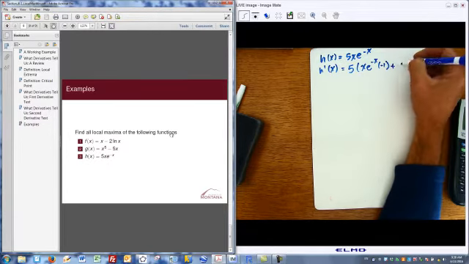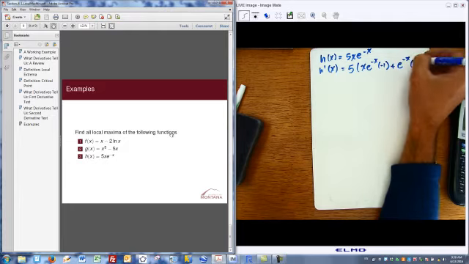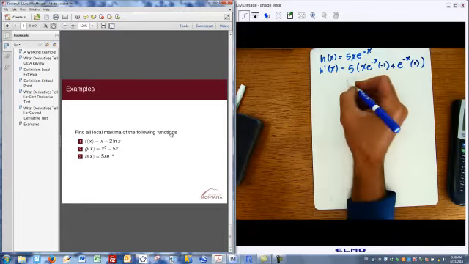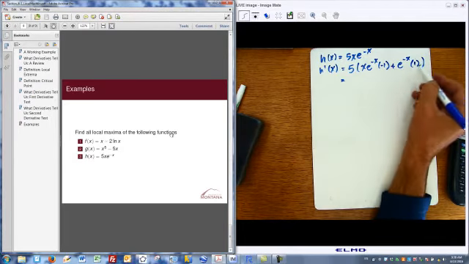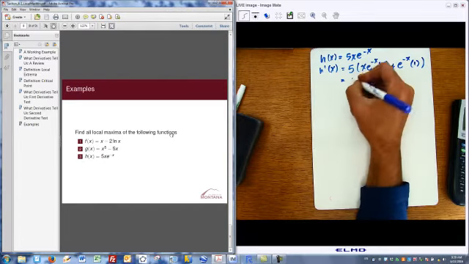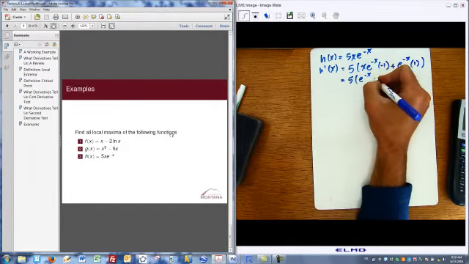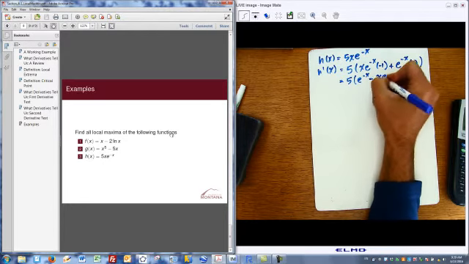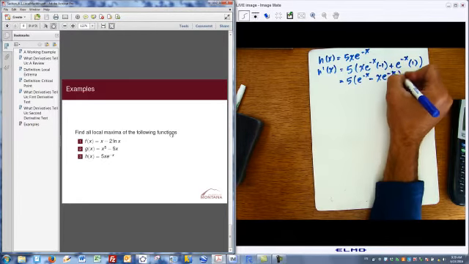Plus the second times the derivative of the first, that's just going to be e to the -x times the derivative of x, which is just a 1. So cleaning this up a bit, it looks like we have 5 e to the -x minus x e to the -x. Okay.